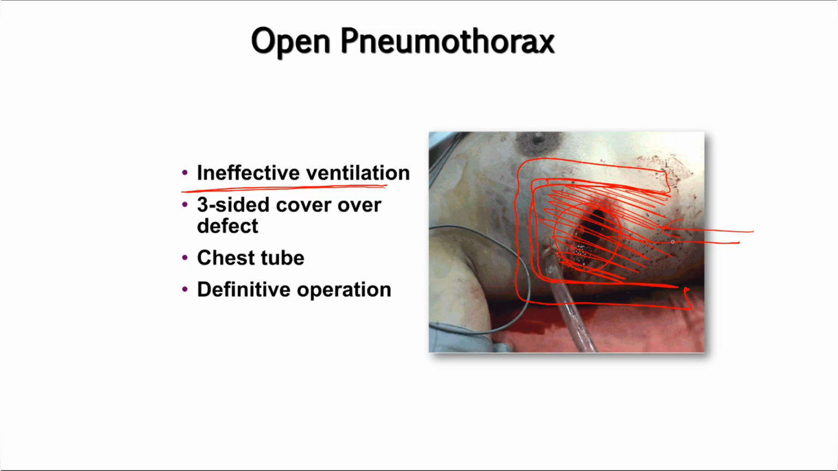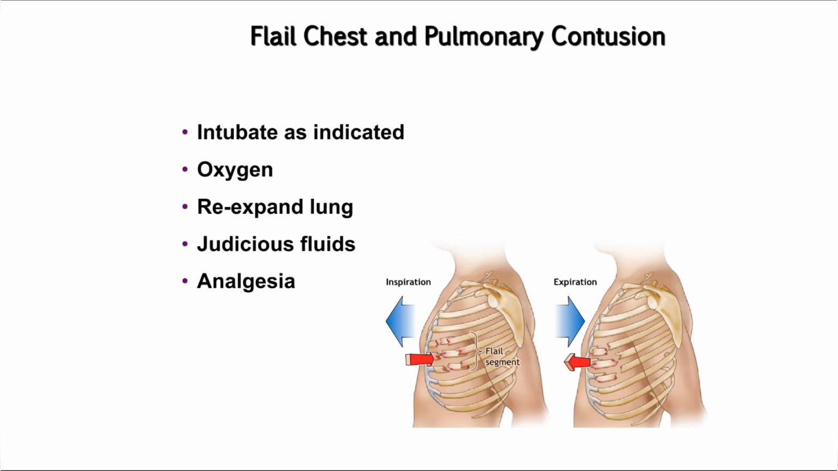So this makes a one-way valve: during expiration the air goes out, and during inspiration it will not go in. And then after that you have to put a chest tube, not on the side of the wound, but on another side. Then a definitive operation is needed to close the wound by the cardiothoracic surgeon.